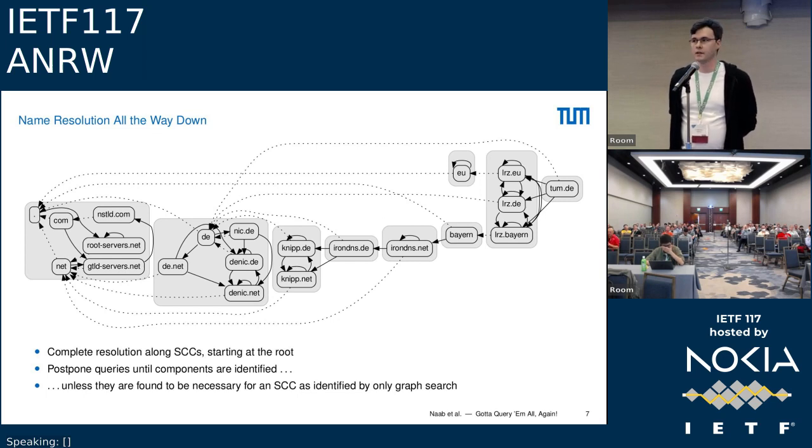We complete the resolution process based on postponing our queries until we have figured out these strongly connected components by an online graph search. And the details are in the paper, a bit dense, on how we figure out what the name servers are. We get queries: do I need to resolve that query in order to complete the strongly connected component? Or if it's not needed, then I can postpone it.